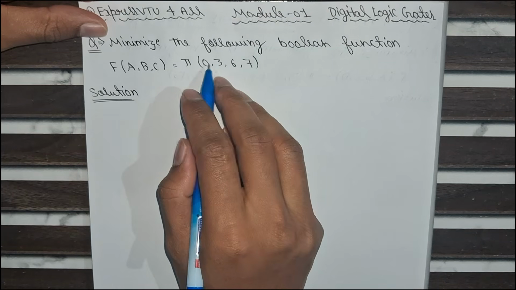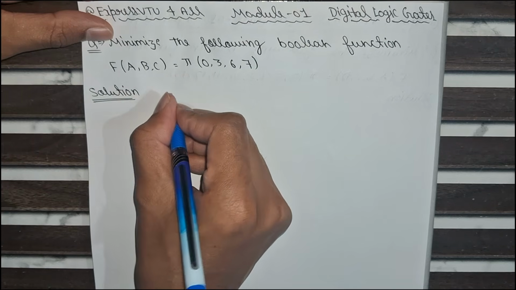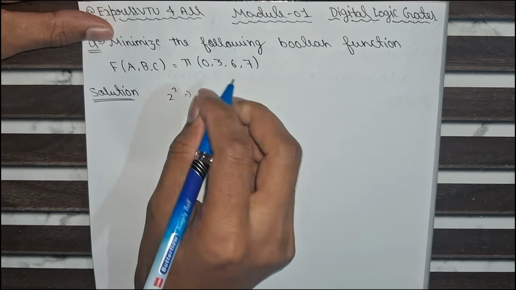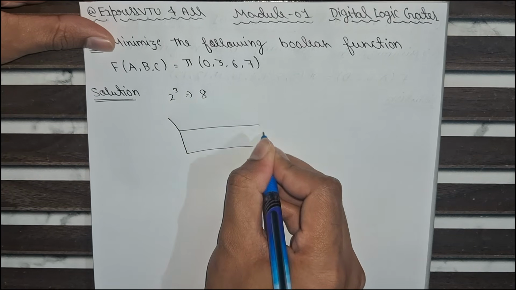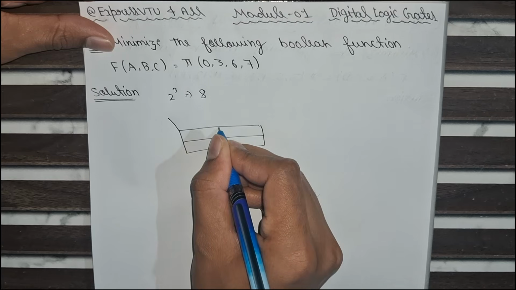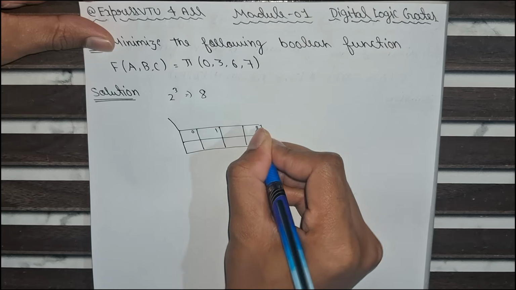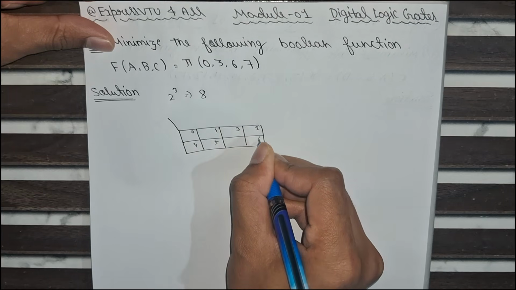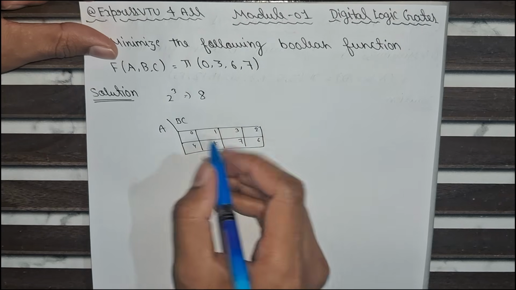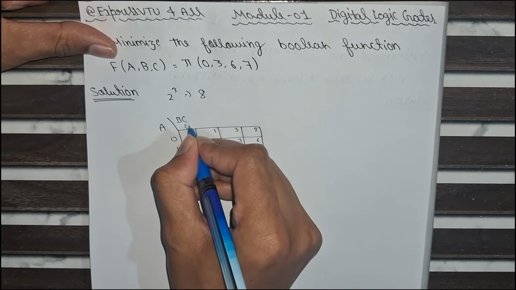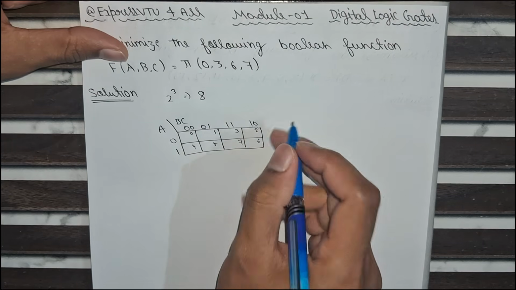So our first step is, we have to see how many variables are given here. 1, 2, 3 means 2 to the power 3, 8. So 8 boxes will be there. So we will draw a rectangular box, then we will divide it in half, and then half again. Then we will write the values 0, 1, 2, 3, 4, 5, 6 and 7. Here we will write A and here we will write BC. Then the combinations: 0, 1 here, and here it will be 00, 01, 11 and 10. So now we have drawn the K-map for this.